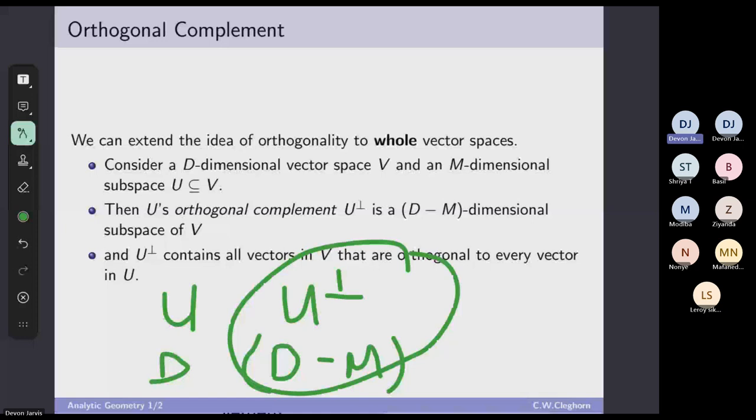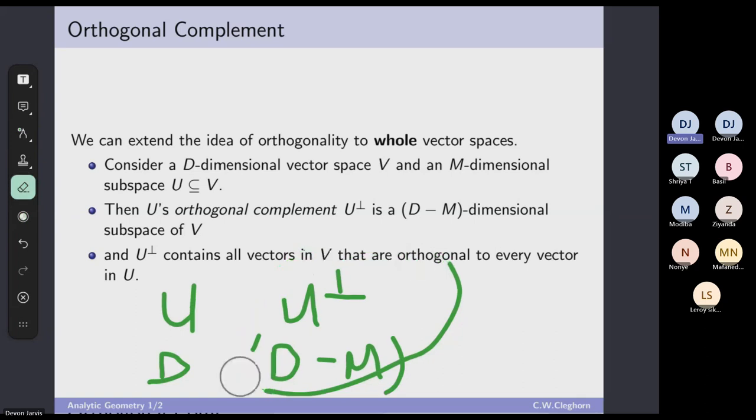But I think I missed a message. I don't fully understand when they say orthogonal complement. Oh, okay, you see now. All right. Did the picture help you, Leroy? Great. Oh, okay, cool. Good to know. All right.